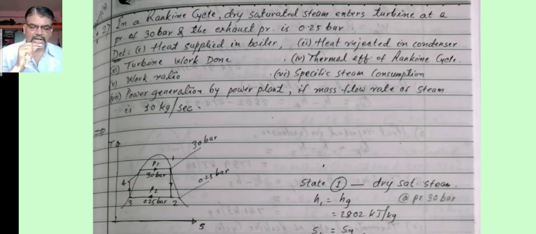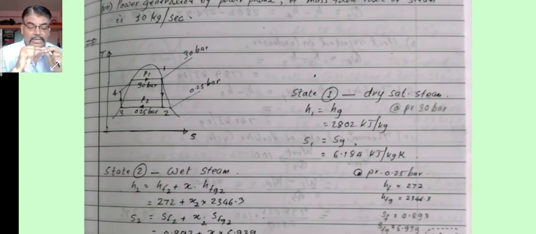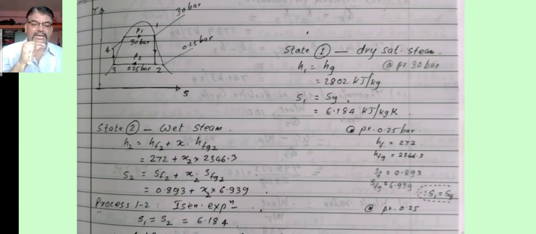So for the Rankine cycle, how do we solve the numerical? Basically we have to solve this numerical using the steam table. If I represent the given data, only two pressures are given: pressure P1 is 30 bar and pressure P2 is 0.25 bar. We have to represent the TS diagram as per the given condition. The dry saturated steam enters the turbine at 30 bar. So 1 to 2 is the turbine, 2 to 3 is the condenser, 3 to 4 is the pump, and 4 to 1 the equipment is the boiler.